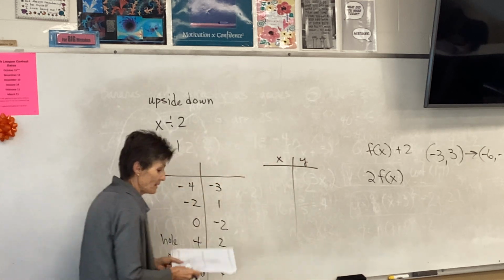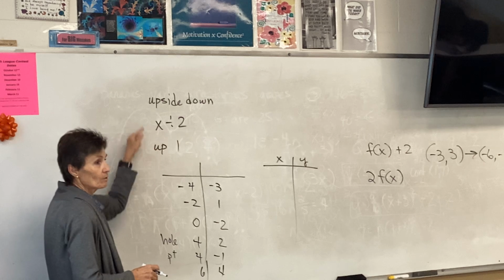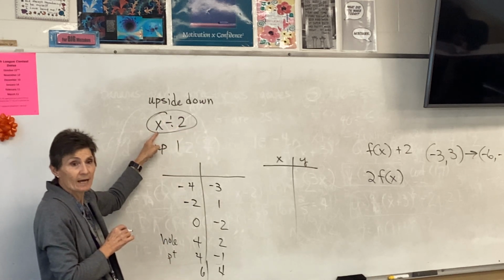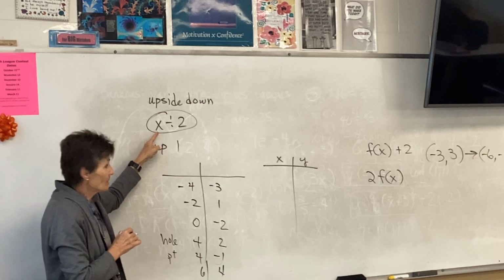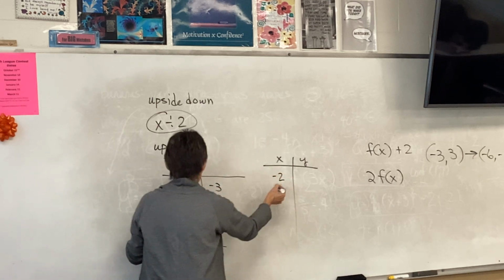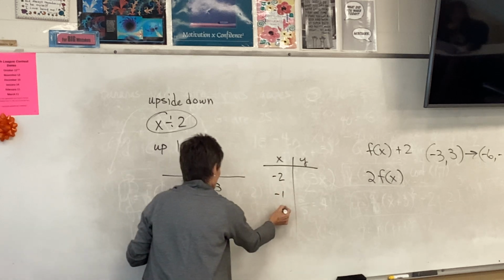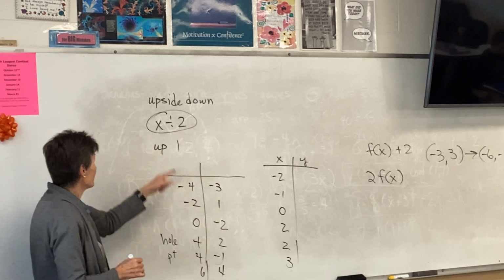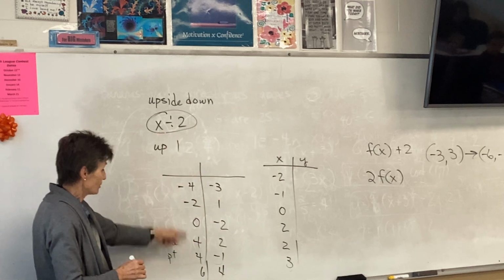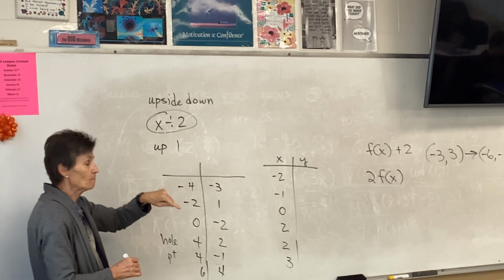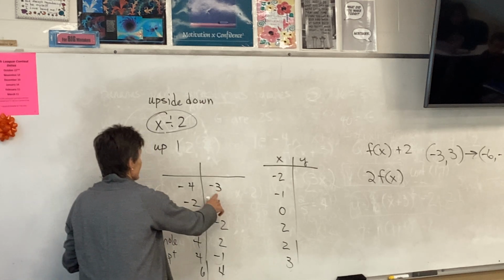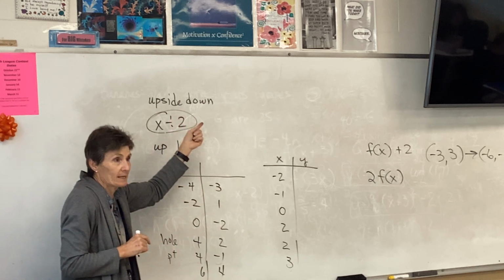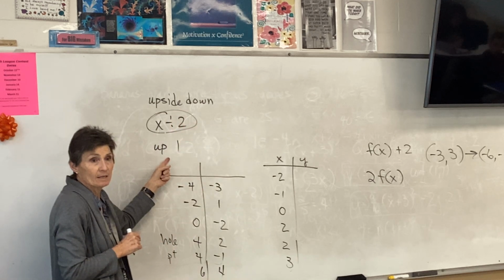Now, what's happening? What are the changes I'm making? Well, first of all, every x is going to be divided by 2. So these points are going to become -2, -1, 0, 2, 2, 3. Those are my x's now because they've been divided by 2. That's what the transformation does. Now, what does it do to the y's? Well, it flips them upside down, multiplies them by a negative, and then adds 1.